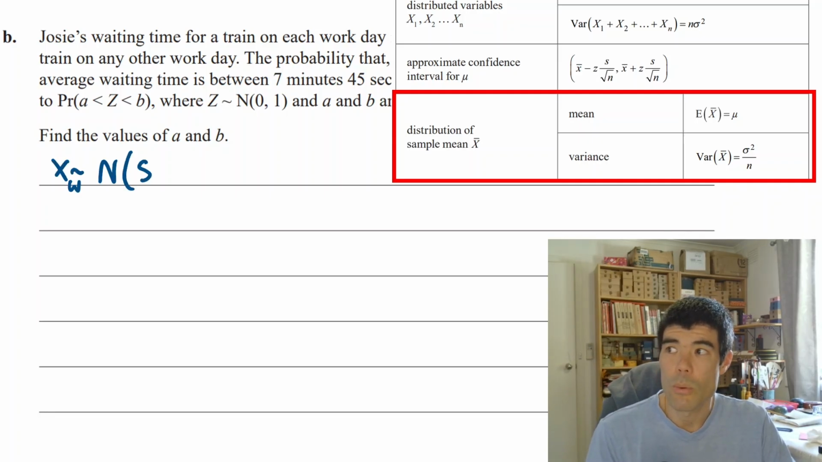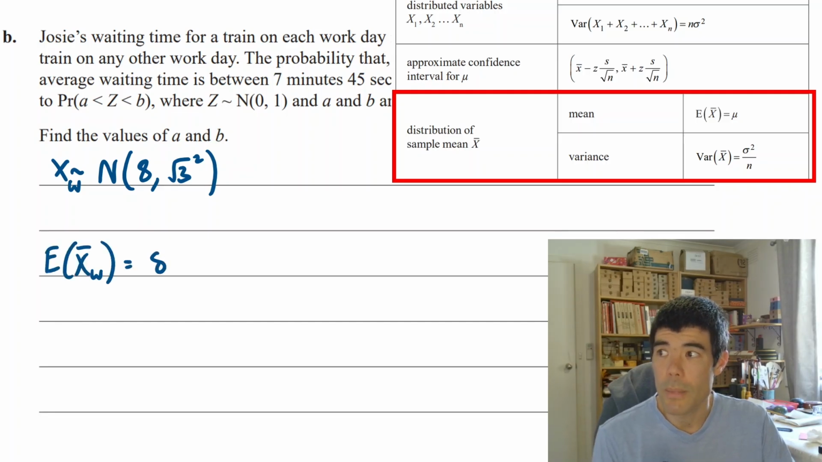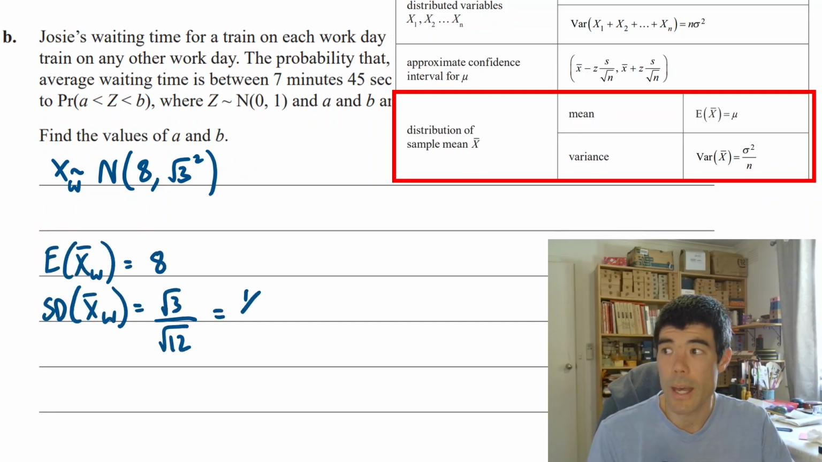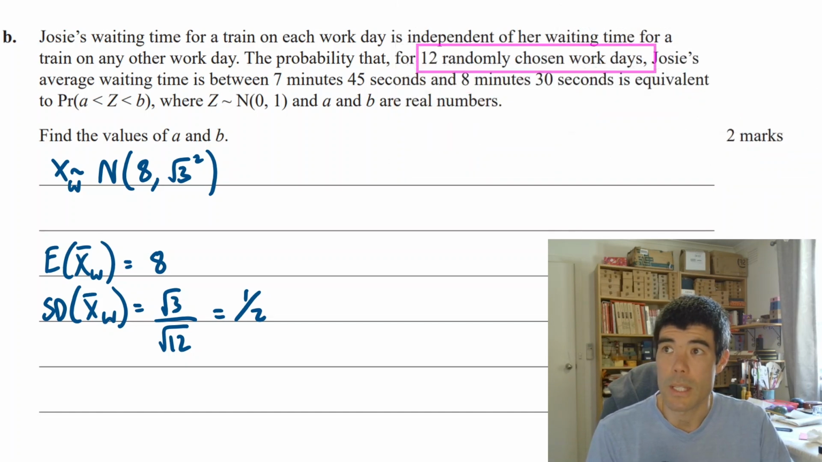So here, the original waiting time had a mean of 8 and a variance of 3. So the sample mean is also going to have an expected value of 8. The standard deviation is going to be root 3 over root 12, because n was 12, which gives us a half. Now, once we have that, we want to convert that to our standard normal.